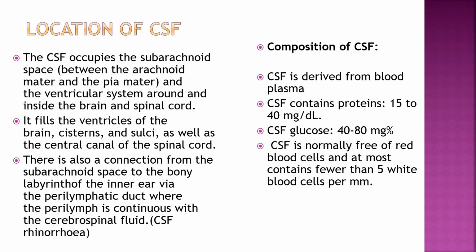There is also a connection from the subarachnoid space to the bony labyrinth of the inner ear via the perilymphatic duct, where the perilymph is continuous with the cerebrospinal fluid. The significance of this is that when there is a leak, it may produce CSF rhinorrhea, which means the CSF is flowing through the nose. It is called CSF rhinorrhea. So this is a clinical significance of the CSF.